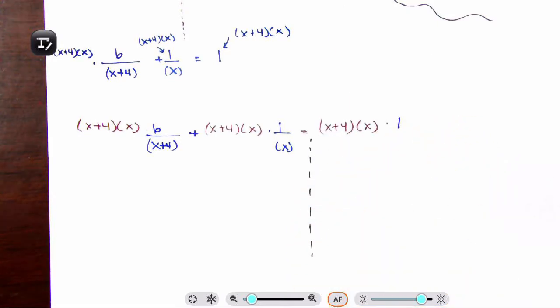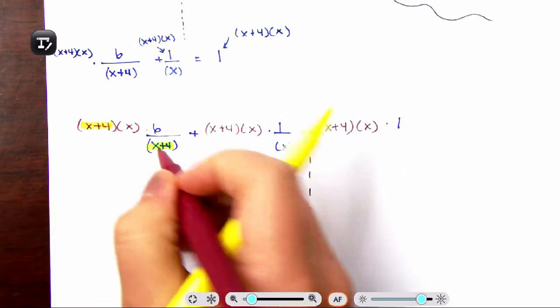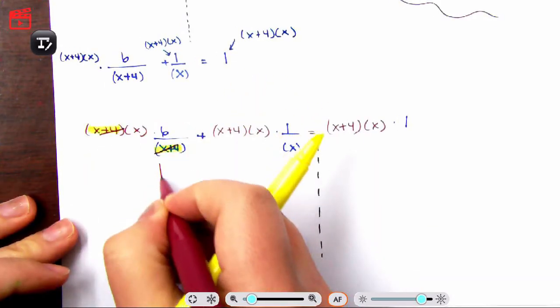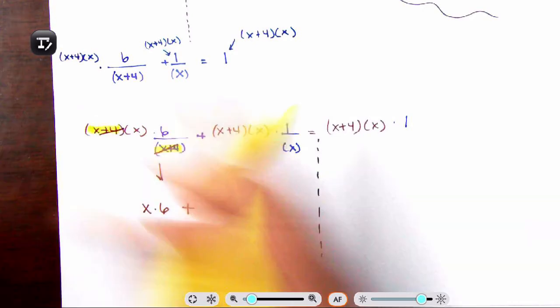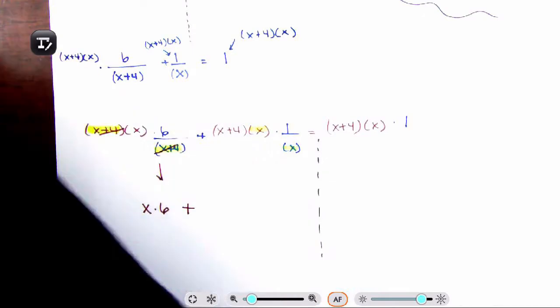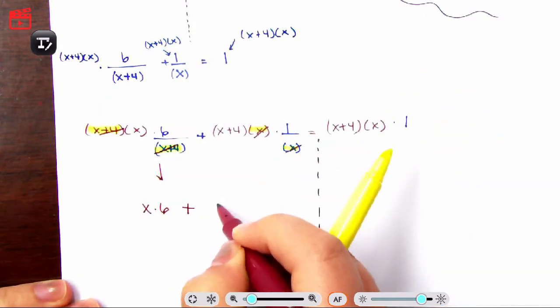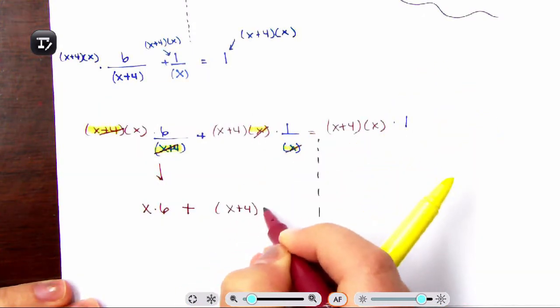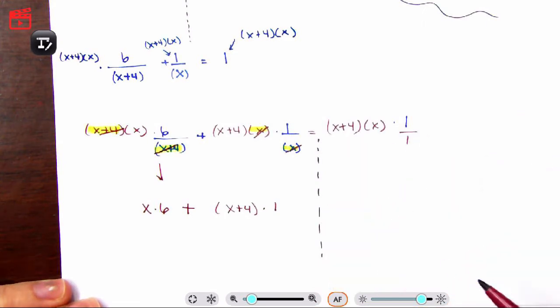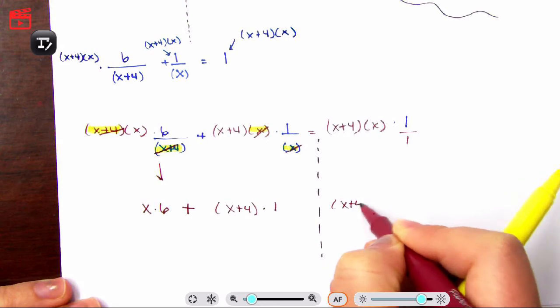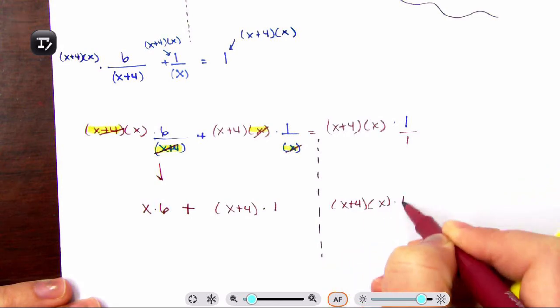Notice that, again, we're going to simplify top and bottom. For example, I have a top of x plus 4 and a bottom of x plus 4. That means those two bubbles get to cancel out. What am I left with? I'm left with x times 6 plus, I have an x on the bottom and an x on the top, so those two cancel out. I have an x plus 4 times 1. I don't have anything in the denominator. Technically, I have that 1, but that doesn't change anything. So I have my x plus 4 times x times 1.